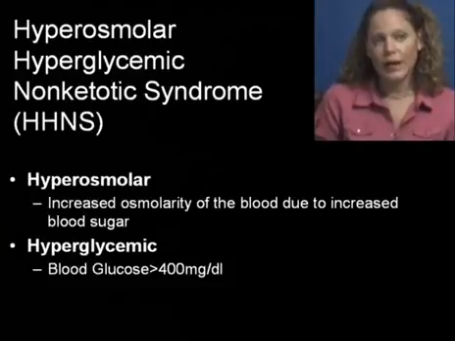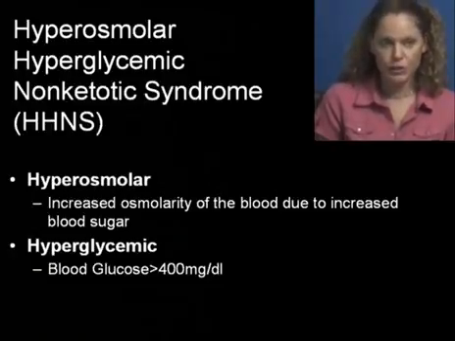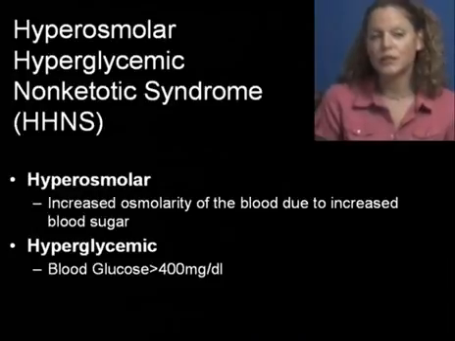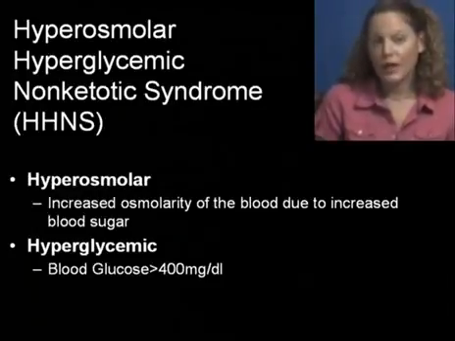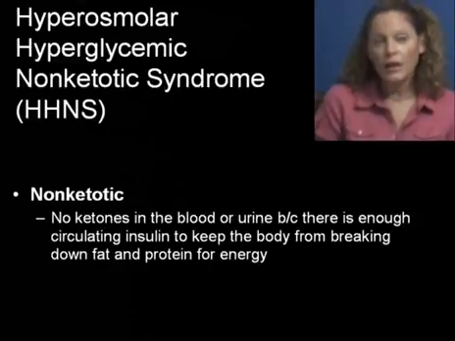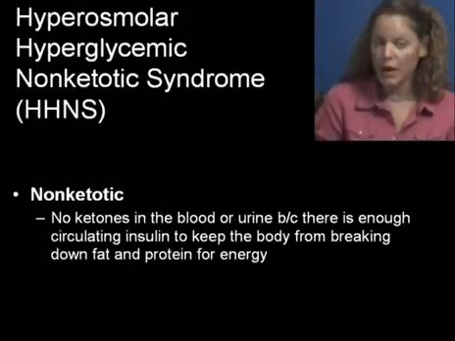We're going to talk shortly about hyperosmolar hyperglycemic non-ketotic syndrome. That's a lot of words, so we're going to just break it down. Hyperosmolar means that there's an increased osmolarity in the blood due to increased blood sugar. Hyperglycemic means high blood glucose, usually greater than 400. Non-ketotic means that there are no ketones in the blood or the urine because there is enough circulating insulin to keep the body from breaking down fat and protein for energy.